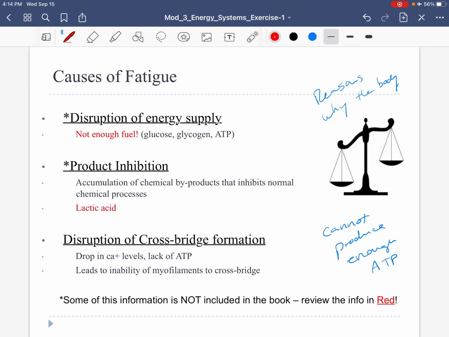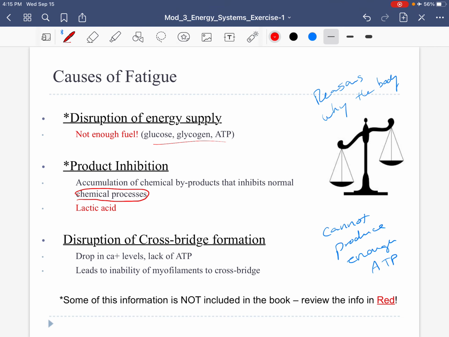Maybe we can't produce enough ATP because we just don't have enough fuel. Maybe the person didn't eat enough food that day. Maybe there's a problem with the digestion and absorption process. We ate the right food, but it's not properly absorbed. We can't get it to the bloodstream. Maybe there's something inhibiting chemical processes.